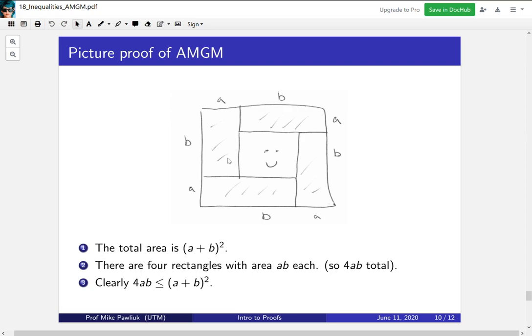So clearly, 4AB is going to be less than or equal to the total area, which is A plus B squared. And there we go. We've basically proved the arithmetic mean, geometric mean.